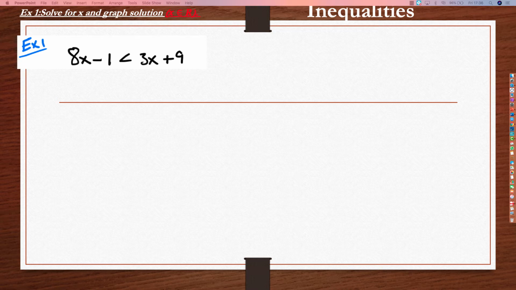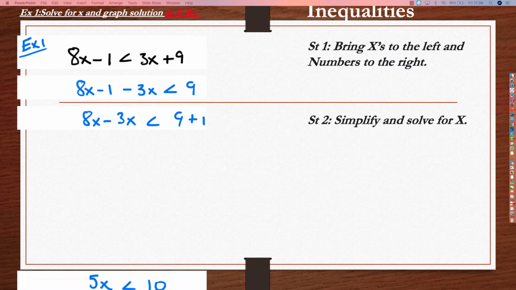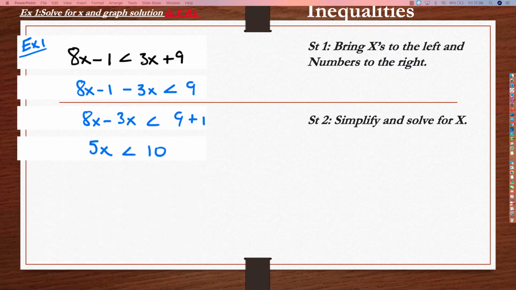Let's get either Kieran or Johnny to go back to that. Right, let's look at it. So, x is to one side, number is the other. So that's 8x minus 3x, and 9 plus 1, that's 5x is less than 10. Divide across by 5. The sign obviously doesn't change here, so divided by 5, x is less than 2.